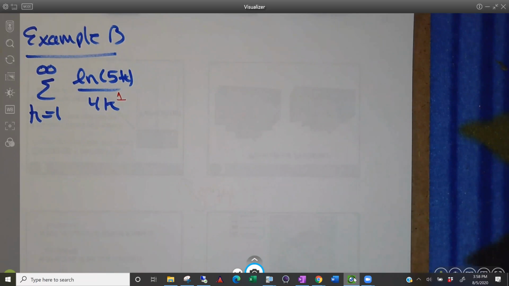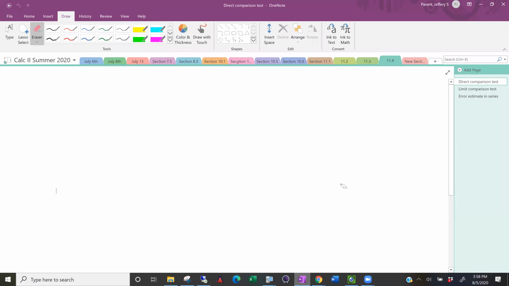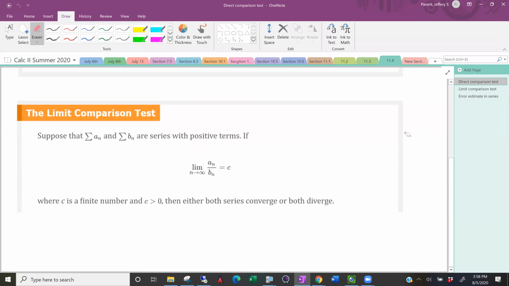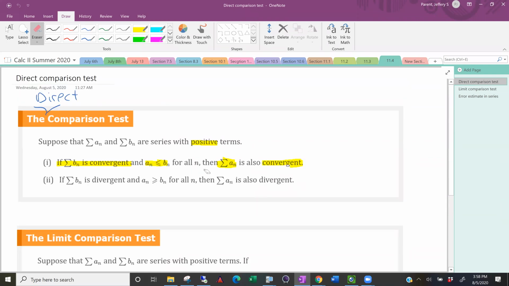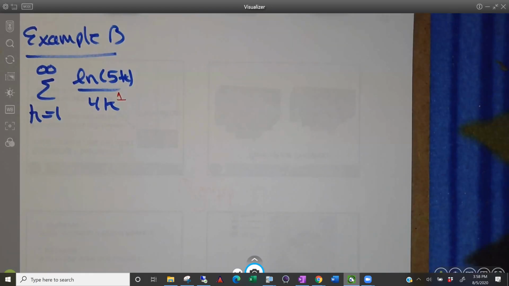So you might start thinking that this series is going to diverge. If we want to prove divergence, then according to our direct comparison test, I need to find something smaller than our series. So I need to find something that's less than ln 5k over 4k and show that that smaller series is going to diverge, so that the bigger series has to diverge. And like I said, it's a little tricky to be careful with the direction this thing has to run.